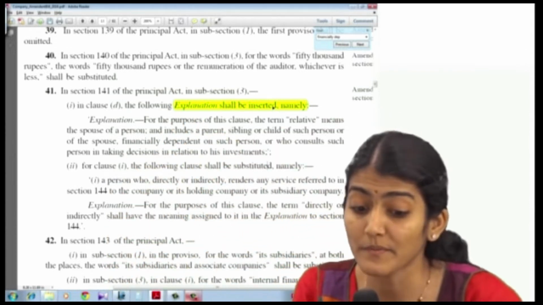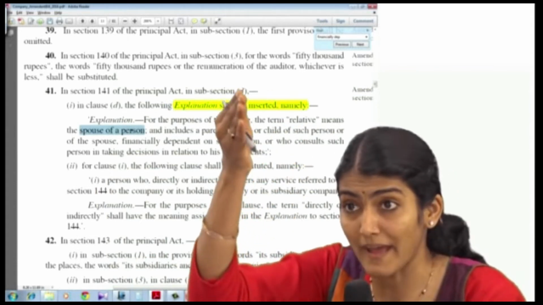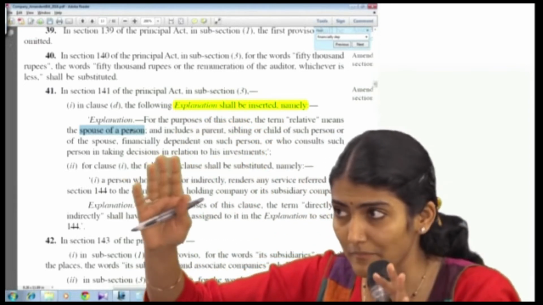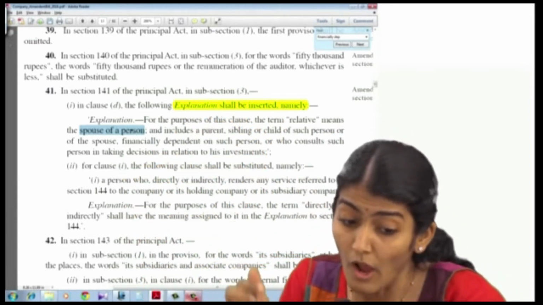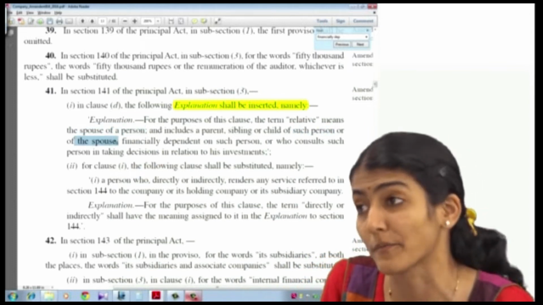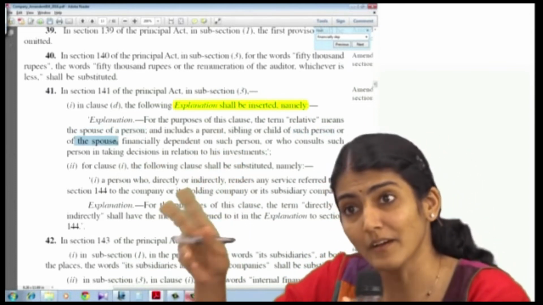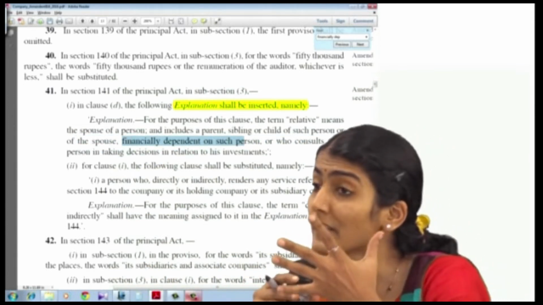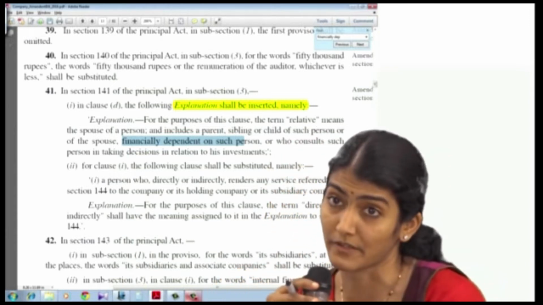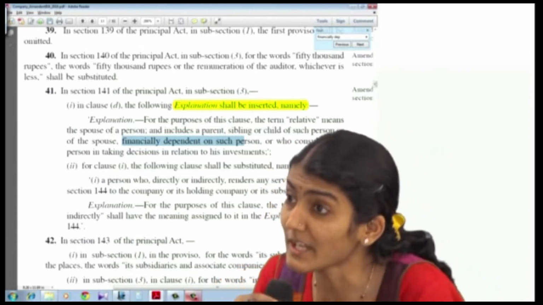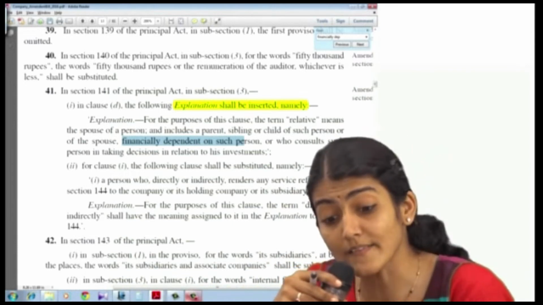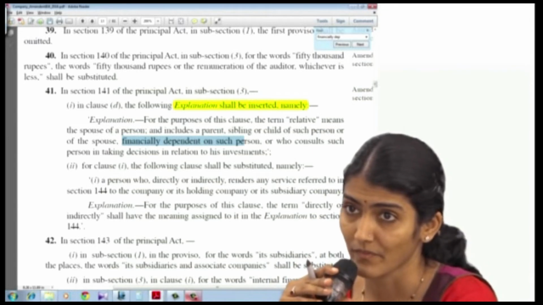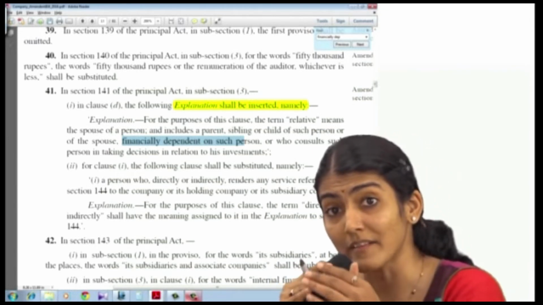What does it say? It includes the spouse of a person, includes parent, sibling, and the child. And I told you, parent, father, mother, sibling, brother, sister, and child, that is son, daughter. And also it says of the spouse. So also spouse's father, mother, brother, sister. And financially dependent on such person. So all father, mother, brother, sister, son, daughter are not included. Only those who are financially dependent on such person or who consult such persons and make decisions relating to his investments. So now the definition of relative has been restricted.